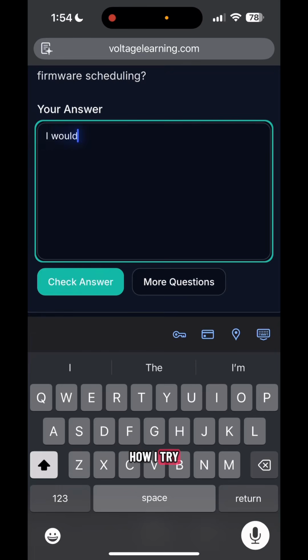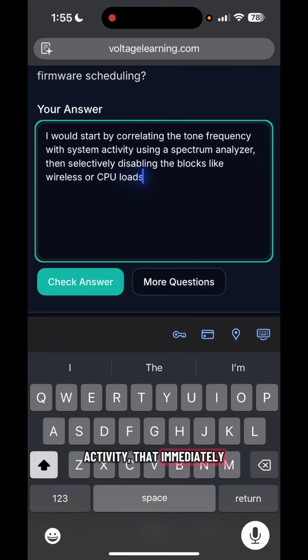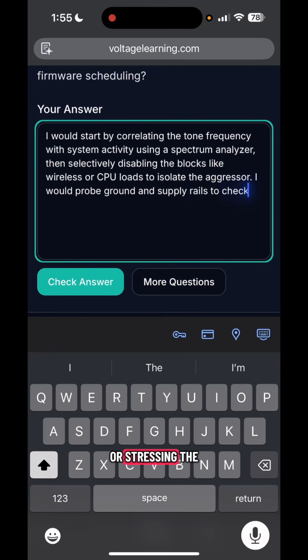Alright, so here's how I try to approach this. First, I try to correlate the tone with system activity using a spectrum analyzer or FFT on the audio output. If the tone lines up with wireless bursts or CPU activity, that immediately points to a likely aggressor. Next, I'd isolate blocks by selectively disabling things like the radio or stressing the CPU independently. That helps confirm which subsystem is injecting the noise.